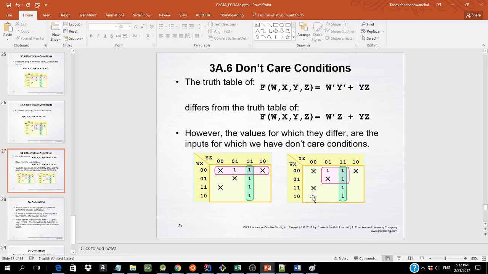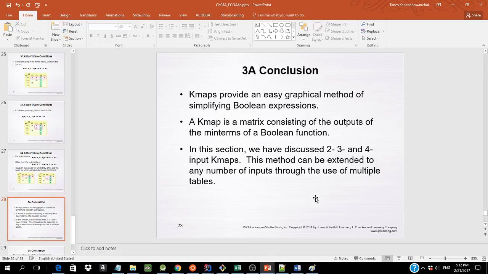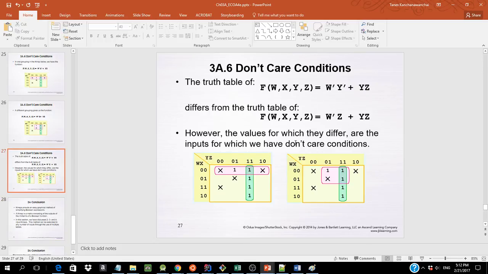Otherwise, it's going to be W X prime Y prime Z prime. But when we use don't care, then it's simplified to W Y prime Z prime, right? That's why don't care is good for this. We may see the same equation even though it looks different here, in a simplified form. However, the values for which they differ are the inputs for which we have don't care conditions.